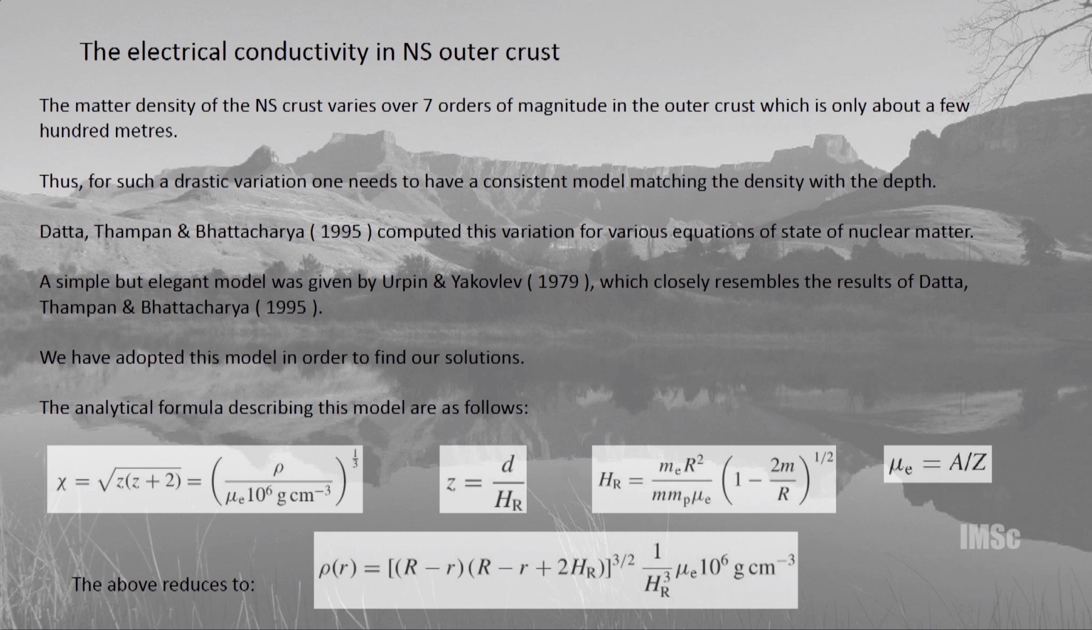So what happened is that a simple model was given by Urpin in 1979, which is like this. One can find a relation of density with the depth d, where r minus small r is the depth, and then one gives a form of the density which resembles the numerical work which was done by Datta and Bhattacharya in 1995.